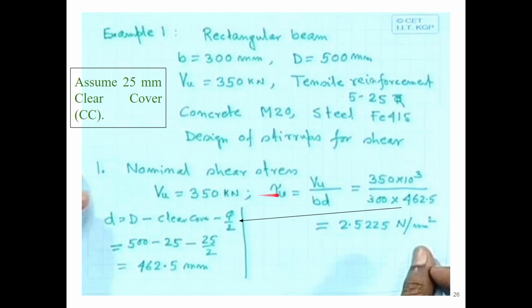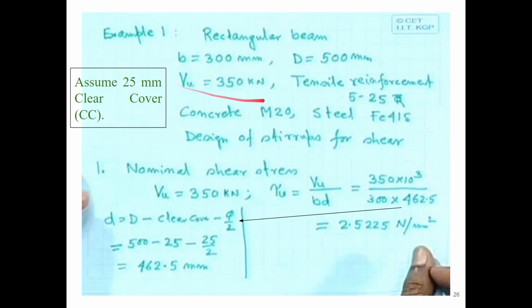Because the value is given here, that value is always taken as the nominal value. If it is not given, then we will take it ourselves and design as per Asv by b sv greater than or equal to 0.4 by 0.87 fy, that formula.